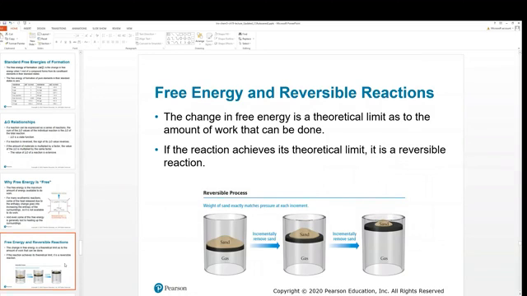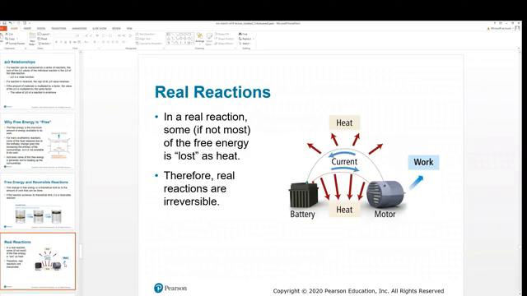All right, so reversible reactions. So real reactions. Now, in every reaction, if you take thermodynamics, you're going to do examples where you assume heat is not lost to the system. And in most cases, or in all cases in real life, most of the heat is lost to the surroundings. So if you have a battery, for example, most of that energy that the battery gives is dissipated as heat.